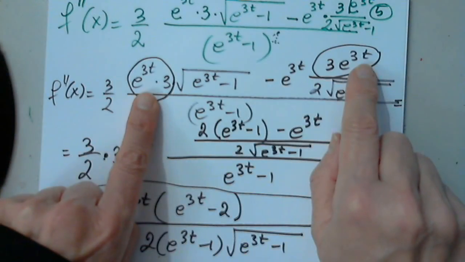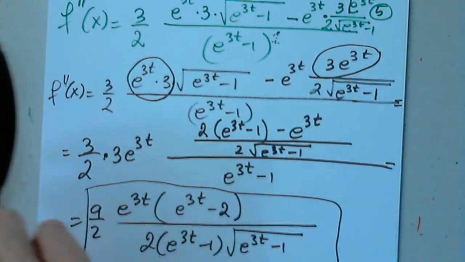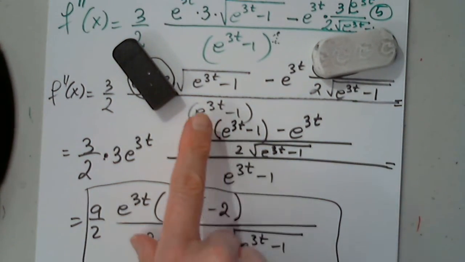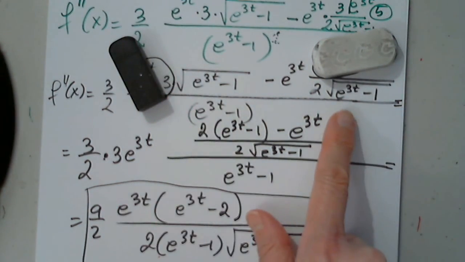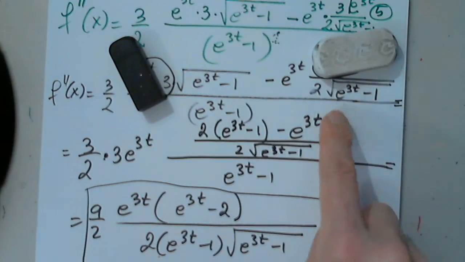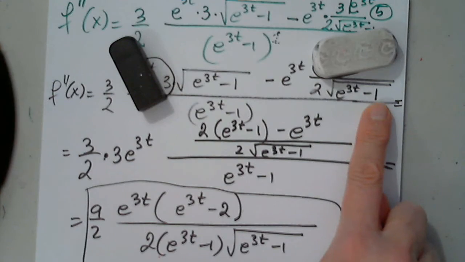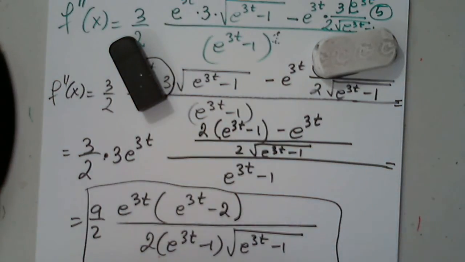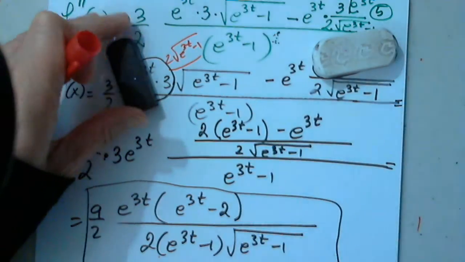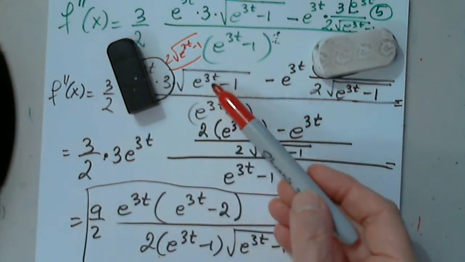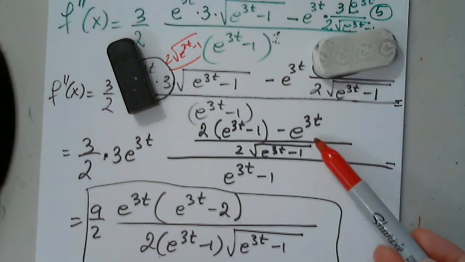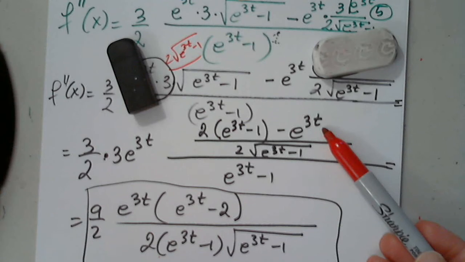So 3e to 3t, I took it in front to make my life easier. Then I realized that the least common denominator, there is no denominator here, it's 1. The least common denominator and the numerator is 2 the square root. But I need to multiply this by 2 the square root. So then I have a 2 outside, and when I multiply these two, I get 3e to t minus 1. And then minus e to 3t.